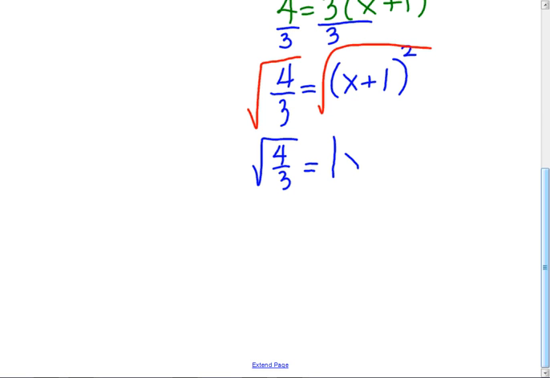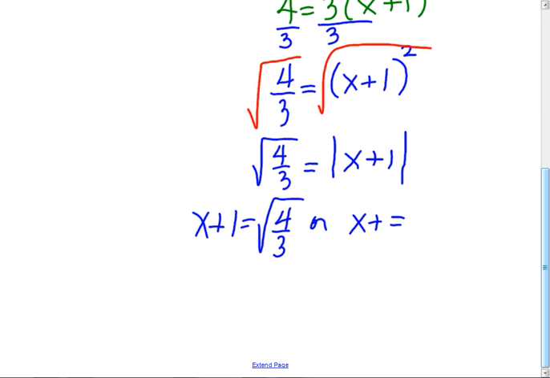Well, yes, you do, because it's x plus 1, but we're going to see something here. Whatever you put in here, x plus 1 has to equal the square root of 4/3, or x plus 1 has to equal the negative square root of 4/3. But that gives me 2 answers.